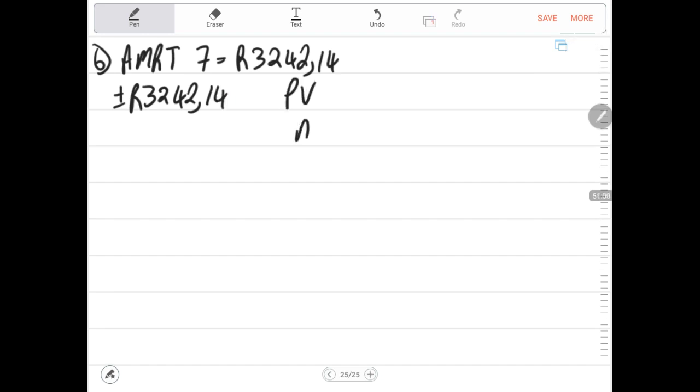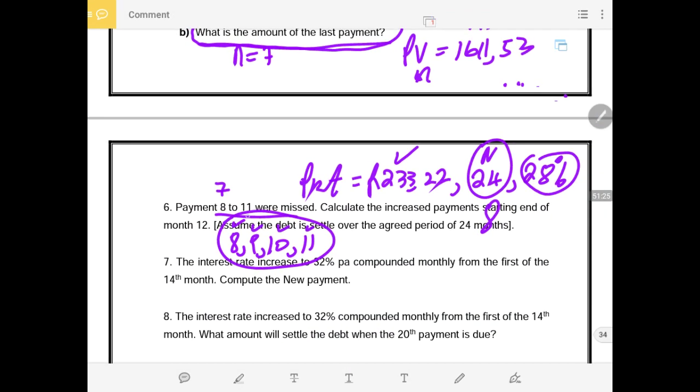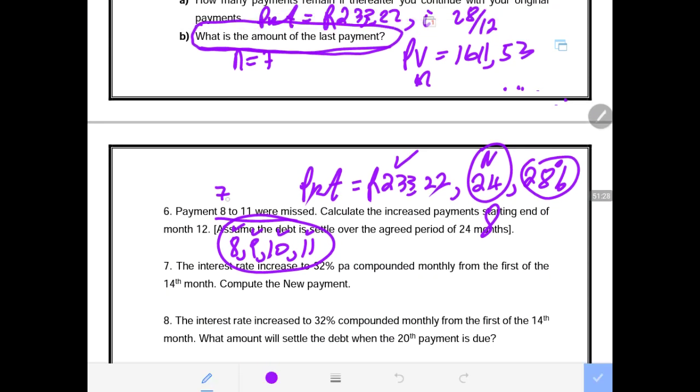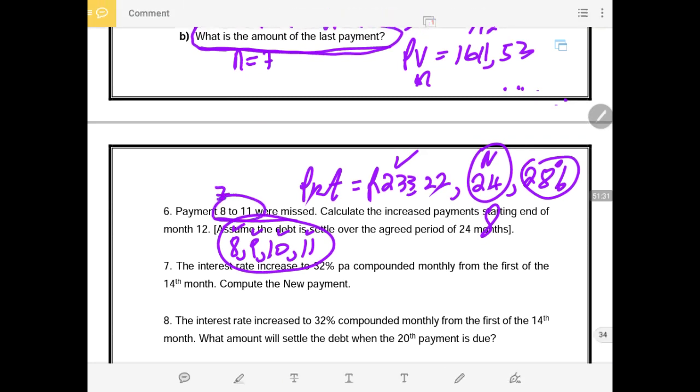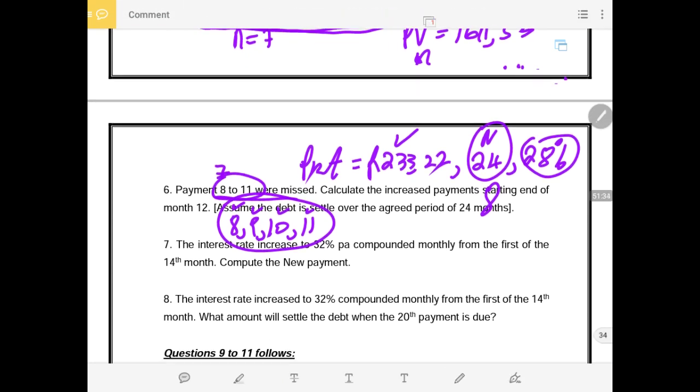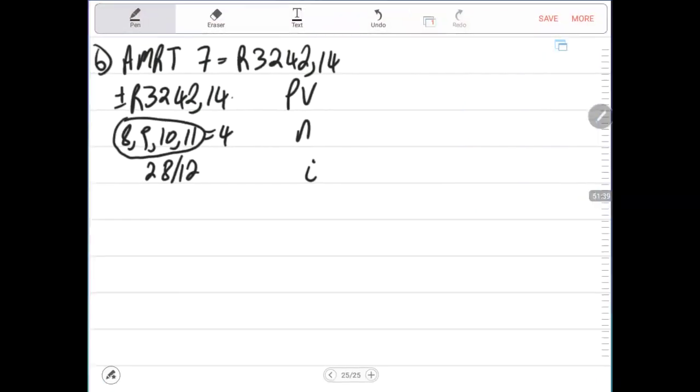Now this present value will accumulate interest month number 8, month number 9, month number 10, and month number 11, which is 4 months. So that will be our 4. Our interest will still be 28 divided by 12. That is where this n being 4 now, because this amount will be accumulating interest for the next 4 months. Although payment number 8 up to payment number 11 are missed, interest is still accumulating in the account. That is why it's important to always make payments as agreed with the company that you have a contract with. So now we're calculating the future value.